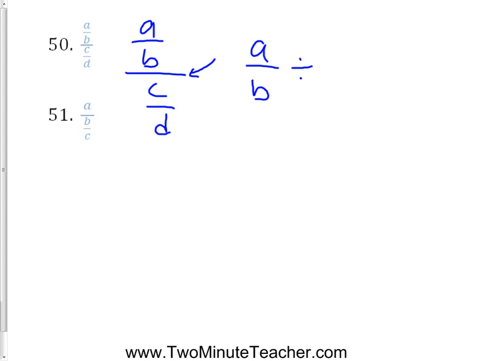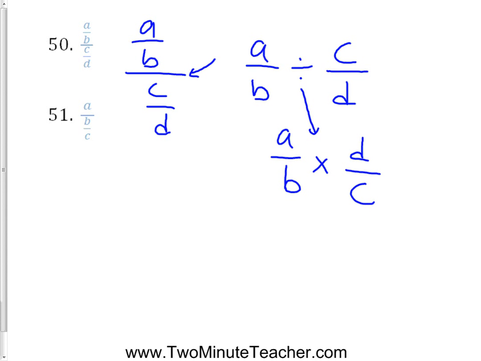All right, moving on. A over B, over C over D, is the same as A over B divided by, that's what a fraction bar means, divided by C over D. And that means A over B times, and I flip it, D over C. Okay, because you can change a divide into a multiply if you change it to its reciprocal here. And so now I've got AD over BC. AD over BC is my final answer.